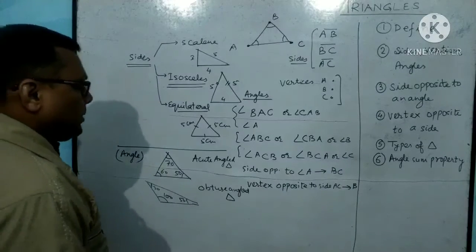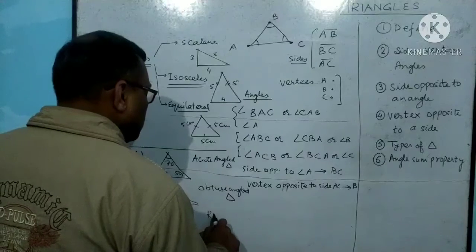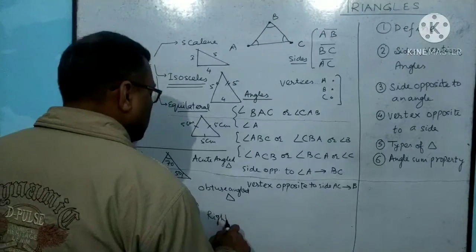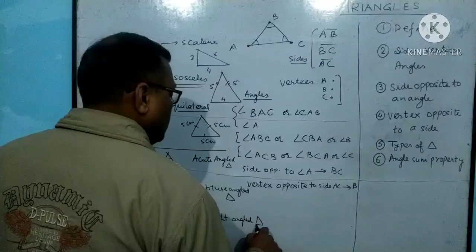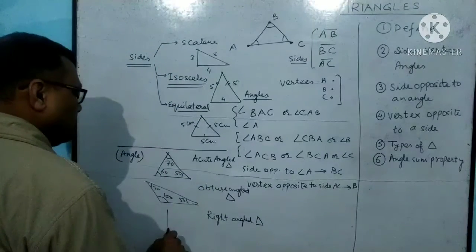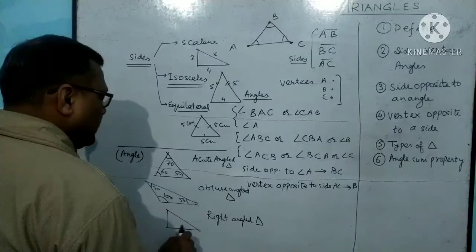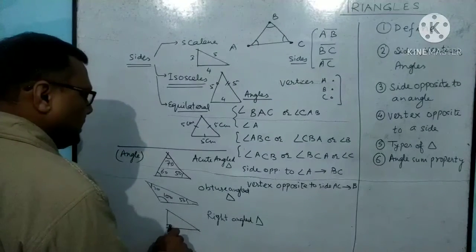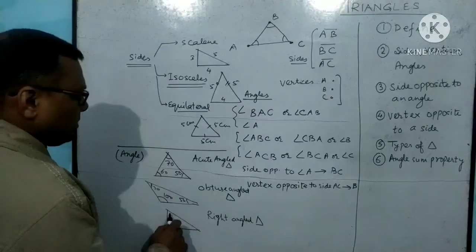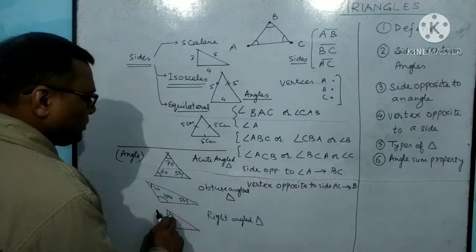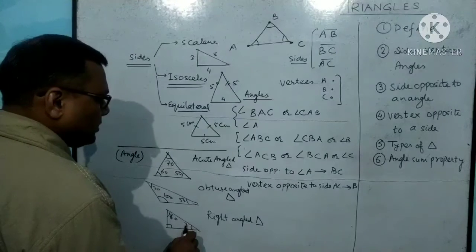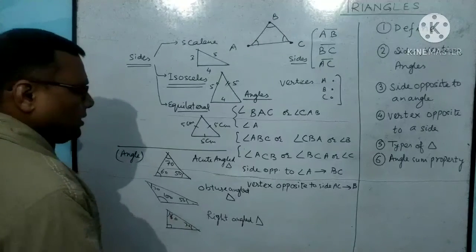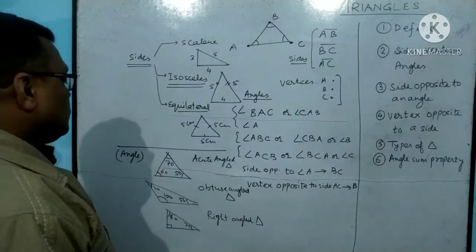And the third type is right angle triangle, in which only one angle is the right angle and the other two are acute angles. Like this angle is 90 and the other two angles may be 30 and 60. Suppose this is 60, so this may be 30. Then the sum of all the angles is again 180.